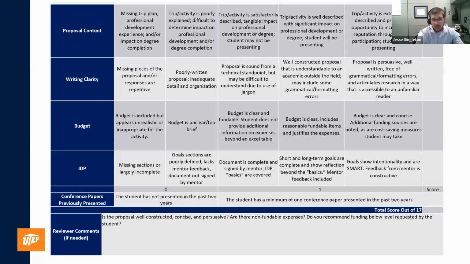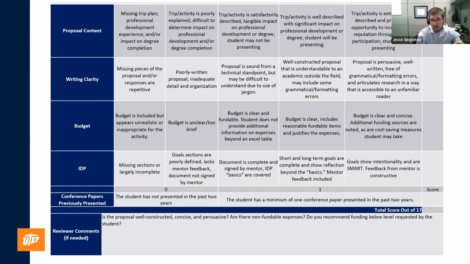We look at your writing clarity, and so how well did you actually write the proposal, and we separate that. So you have your content and your writing clarity. You may have really great content, but a lot of grammatical errors, and that will be scored differently, right? Or you might have no grammatical errors, but you're not really telling us much about the experience. Those are 2 separate categories, both scored out of 4 points.